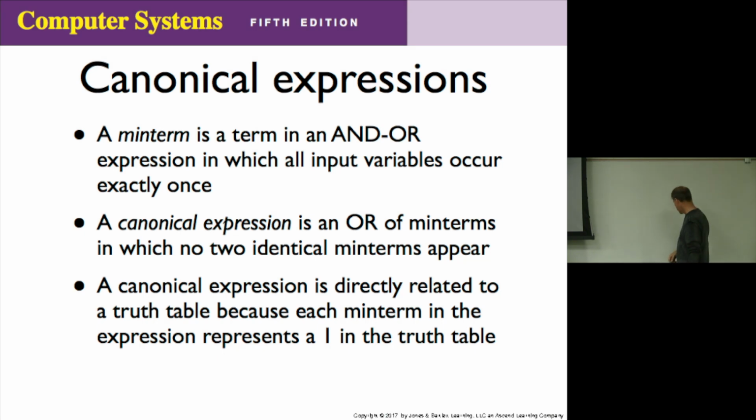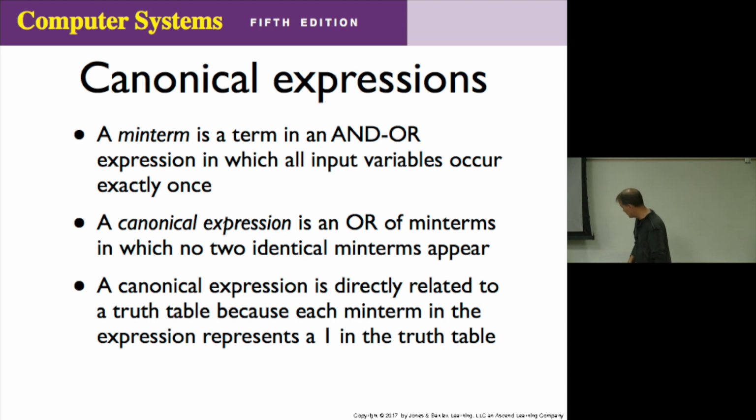All right, so now that's our journey. Now we're going to need a few tools. And the first thing that we have to learn is what is a canonical expression? Okay, and so this is just some jargon, just definitions. First definition is called a minterm. A minterm is a term in an AND-OR expression in which all input variables occur exactly once.